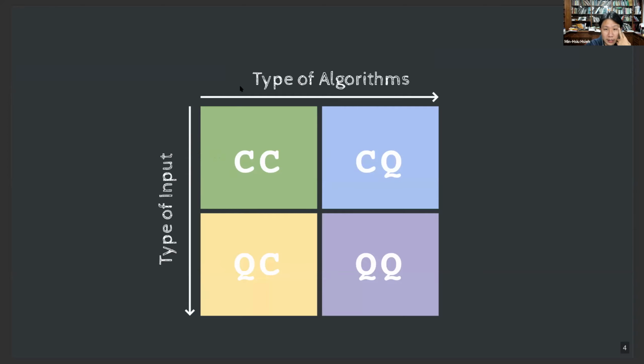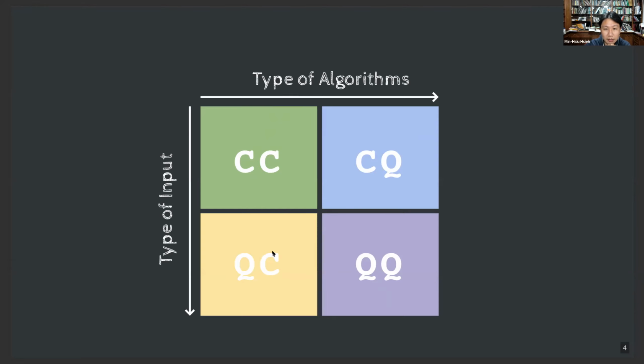And then there are 2 types of algorithms: either the algorithm that can be run on the classical machine, or the quantum algorithms that need to run on the quantum machine. So if you have these 4 different selections, then you will have these 4 different categories. CC means that the input is classical data and the algorithms are classical. And then QC, CQ, QQ.